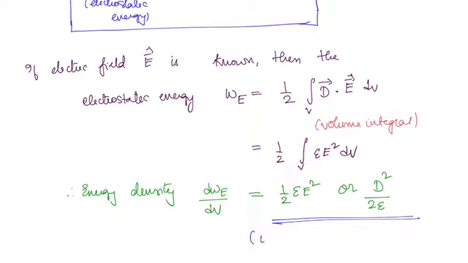Remember, here E and D are magnitudes only. We don't have to consider the vectors, because energy is associated with potential, and potential does not have any direction. It is not a vector, it is a scalar quantity. Similarly, energy density, which is nothing but work done, since energy and work done are one and the same, is also concerned only with the magnitude. There is no need for any vector.